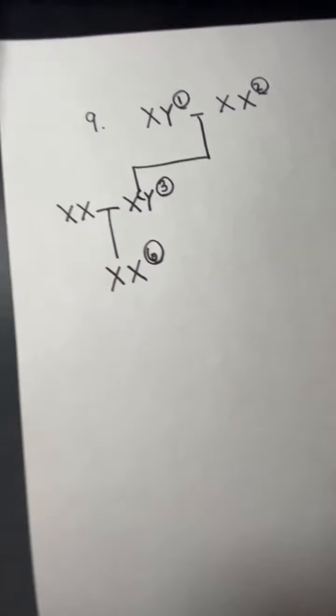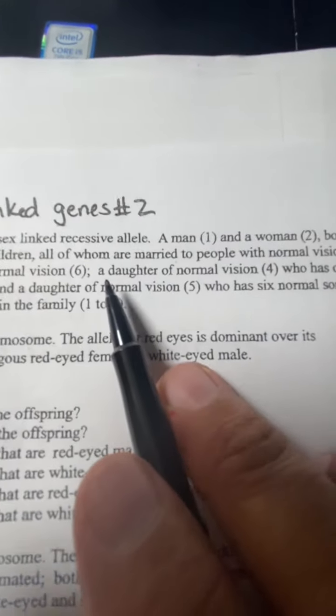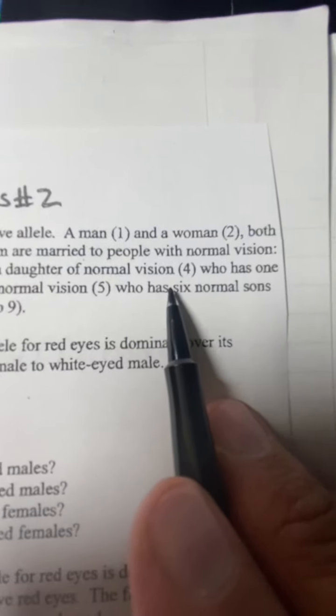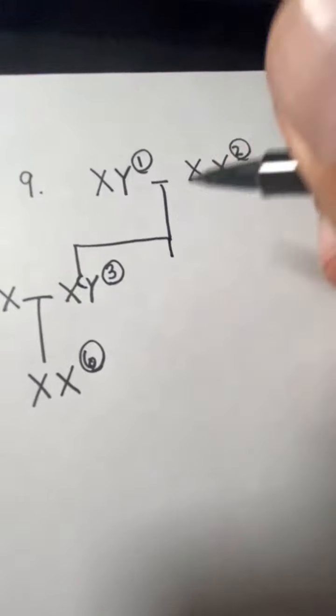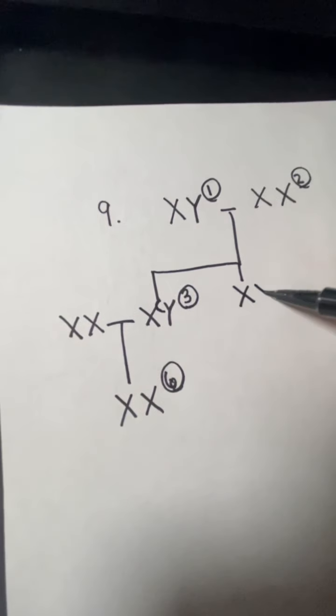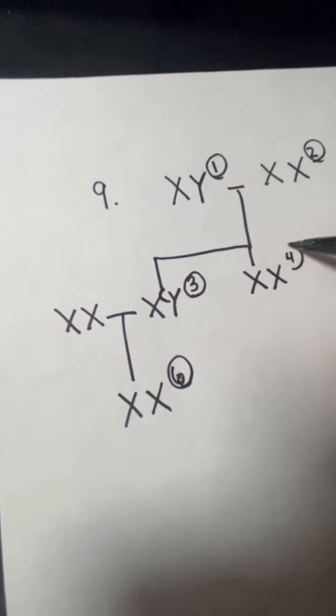She's XX, and she has normal vision. She's individual number 6. Okay. Then they had a daughter of normal vision. She's the second child. So I'm going to put this down right here. And girls are XX. She's number 4.